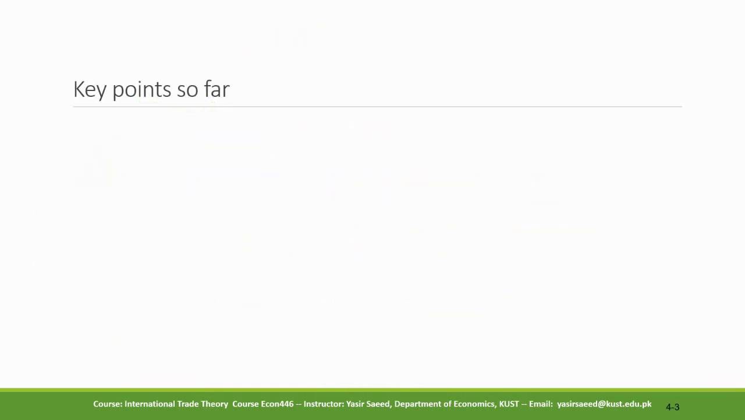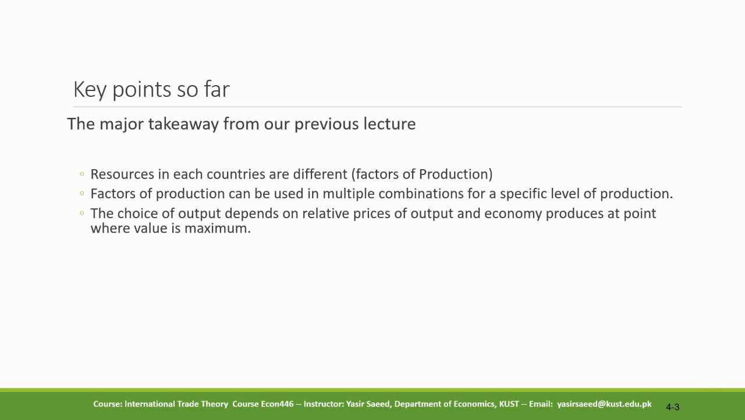Now what we have learned so far is that resources in each country are different. Each country is endowed with different factors of production. Some have more labor, whereas some have more capital and others might have more agricultural land. Then again, factors of production can be used in multiple combinations for a specific level of output or production. For example, we discussed that for producing 1 calorie of food or for producing 1 meter of cloth, we can use different combinations of labor as well as land.